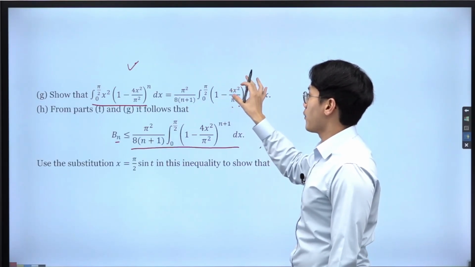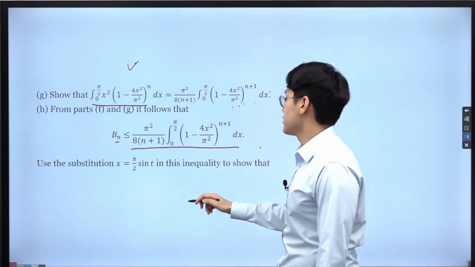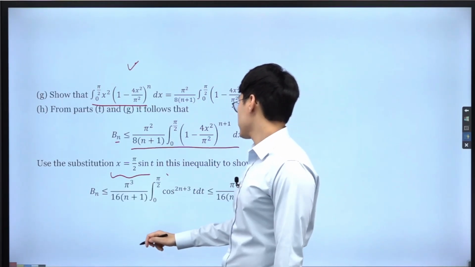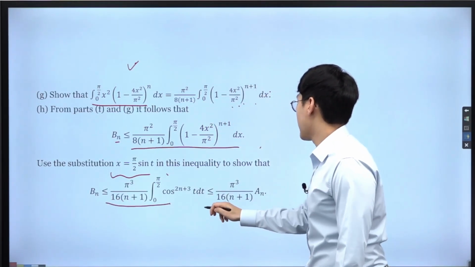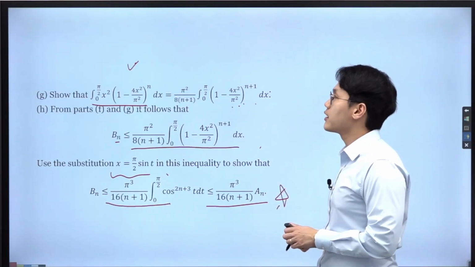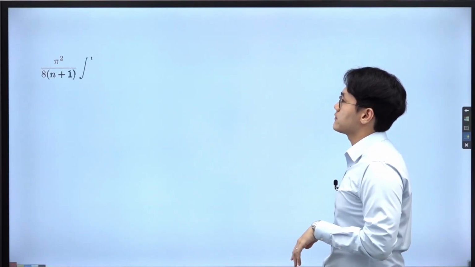So let's show whether you can do part G. And then later on, we're going to use the substitution to show that Bn can actually be upper bounded further by the following expression in terms of An. Oh wow, what are we talking about? Don't worry, we're going to get into it, okay? Let's try to simplify the terms.